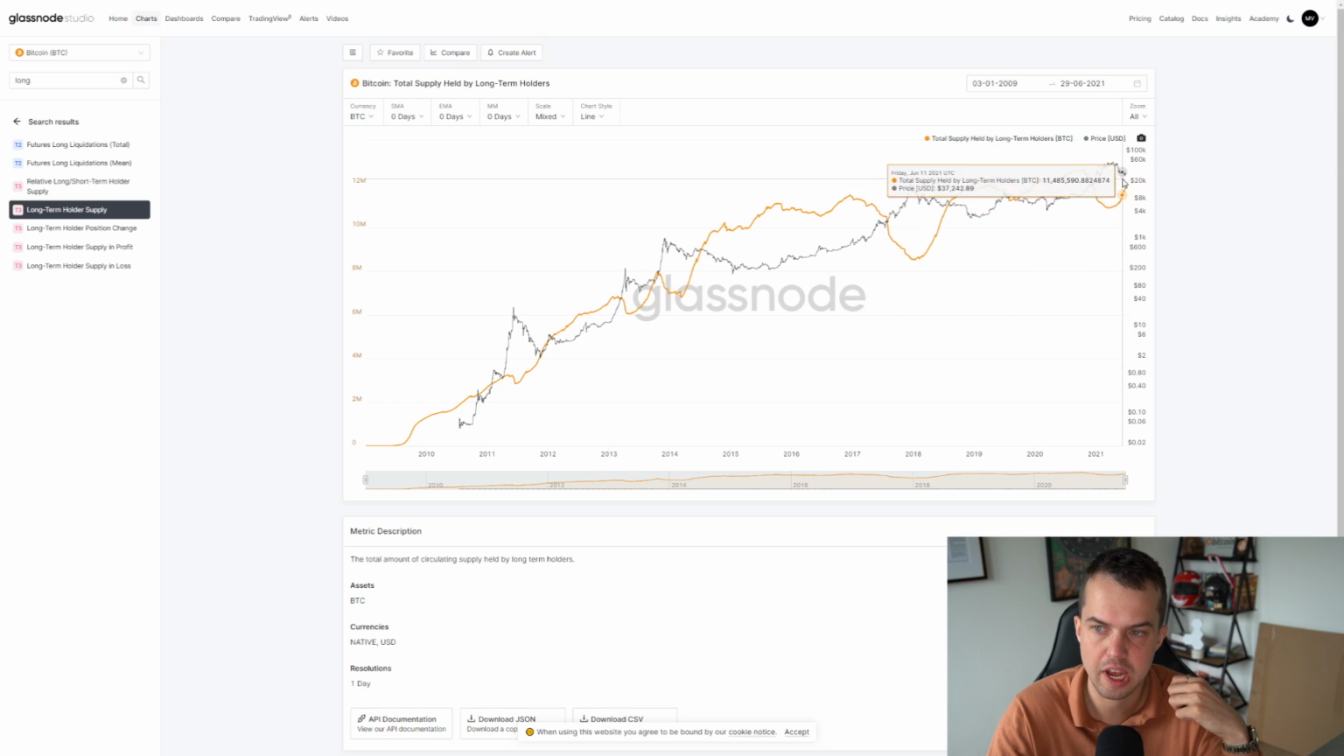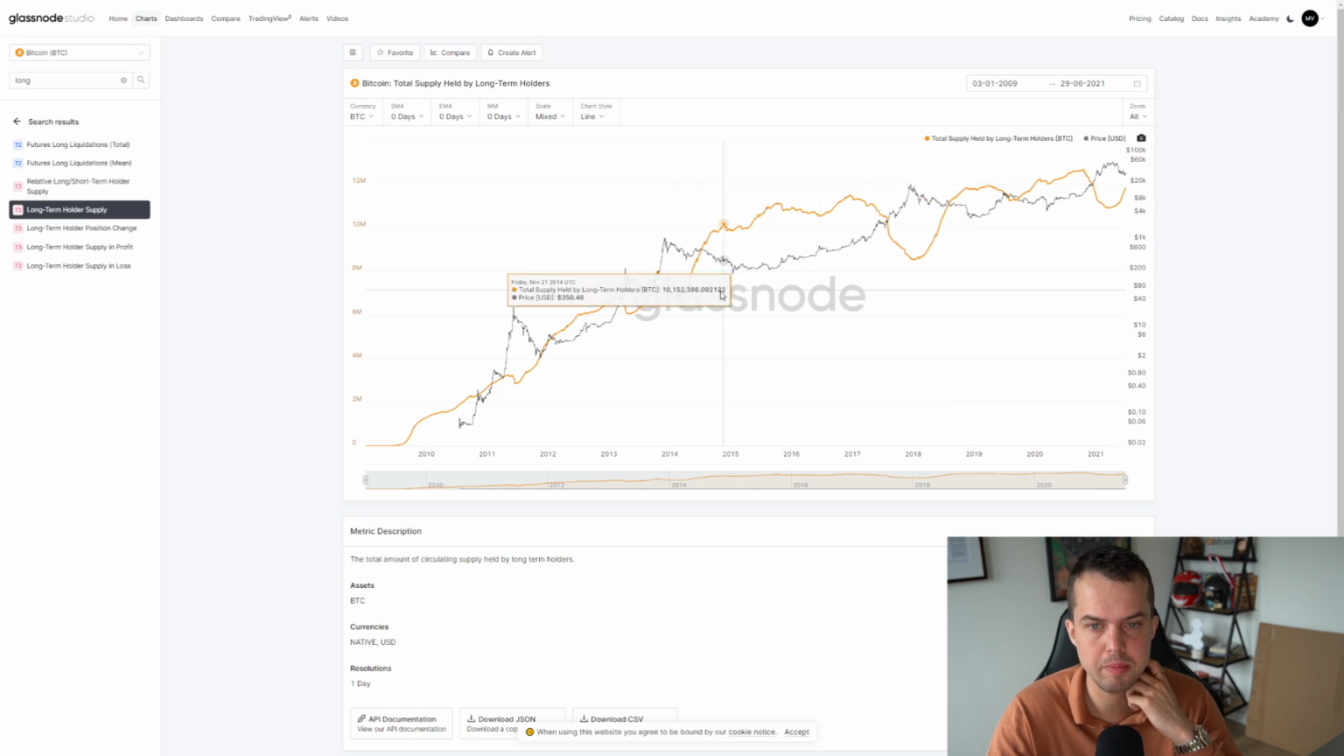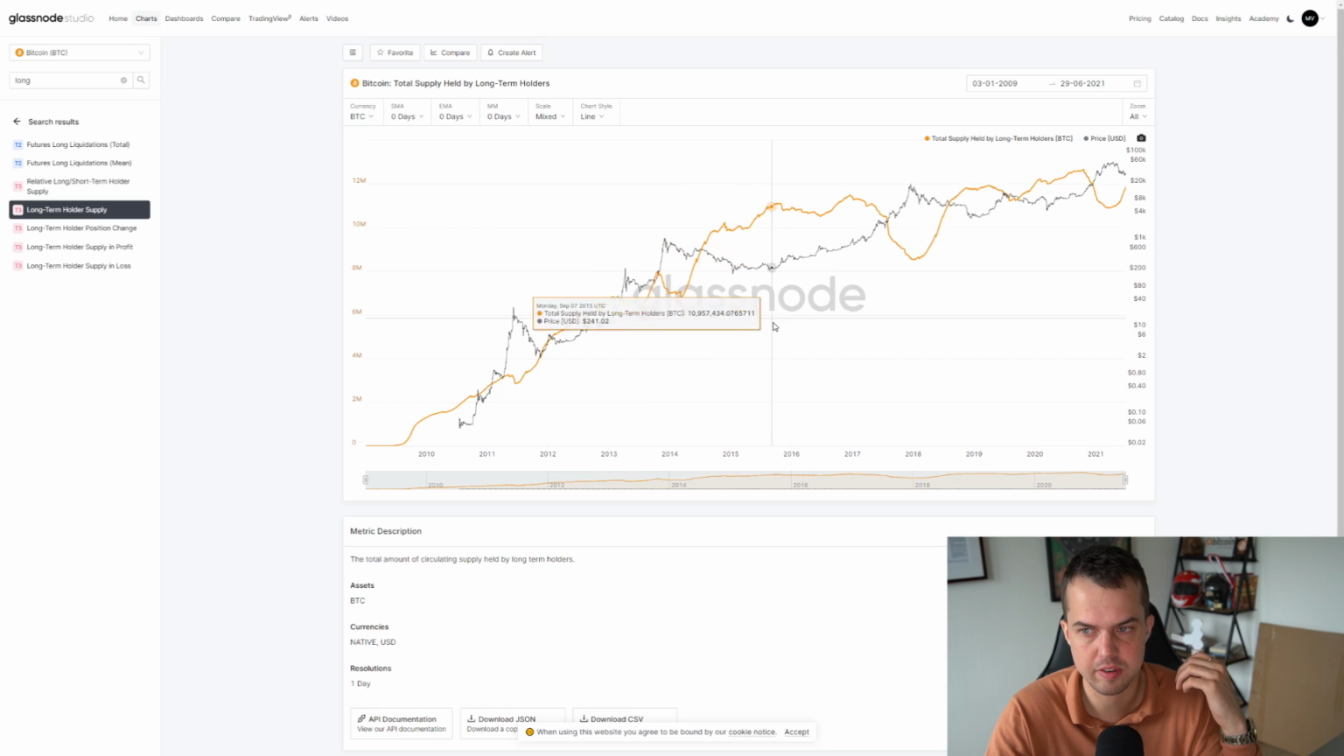we see that the long-term supply is increasing heavily. What does it tell us? It tells us that long-term holders are buying back in. They are accumulating, which is similar to what we have been seeing during the entire 2018 bear market, but also during the bear market of 2014, 2015.